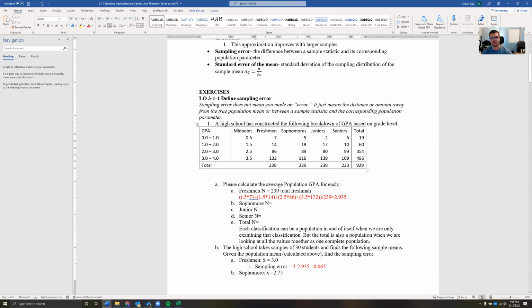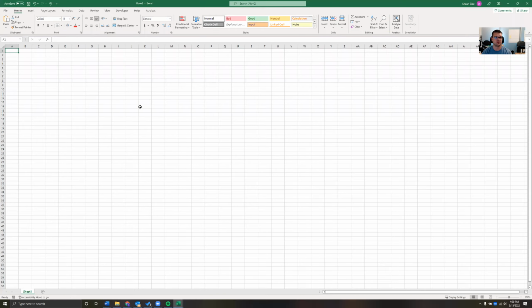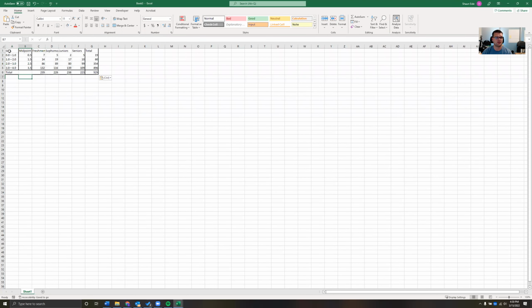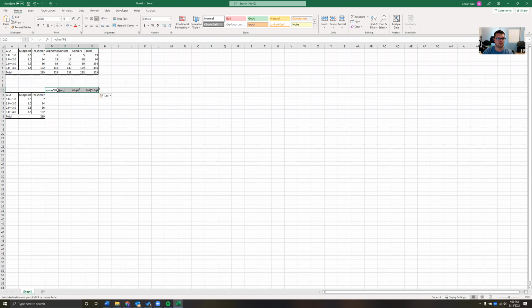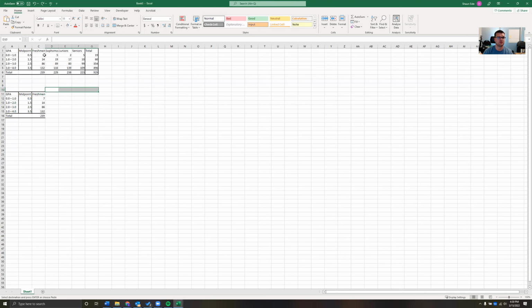So in order to do this, first thing that you're going to do, copy this, bring this straight into Excel, and I'm going to do File, New, and I'm going to put it right there. And let's just do it just for freshmen. Control C, I'm going to bring it right down here. We've got the midpoint, freshmen, the number of freshmen, so on and so forth. And if you remember, I'm going to grab this from the last unit. Remember, this is calculating the probability of a discrete probability distribution.